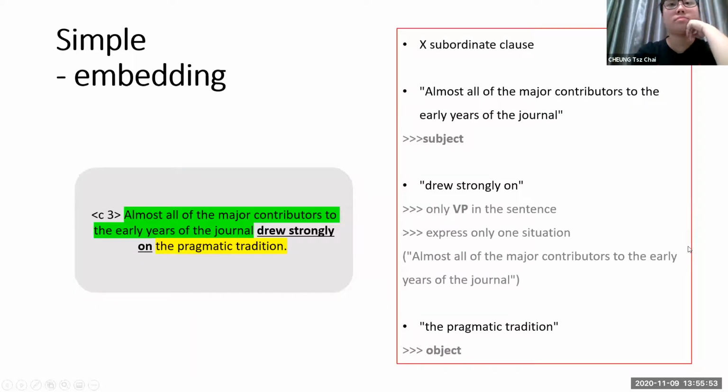Here is an example showing the simple sentence which is without embedding from the abstract. As you can see, there is no subordinate clause. All we have in this sentence are the subject, the only verb phrase, and the object, and there is only one verb phrase in the sentence. It expresses only one situation.